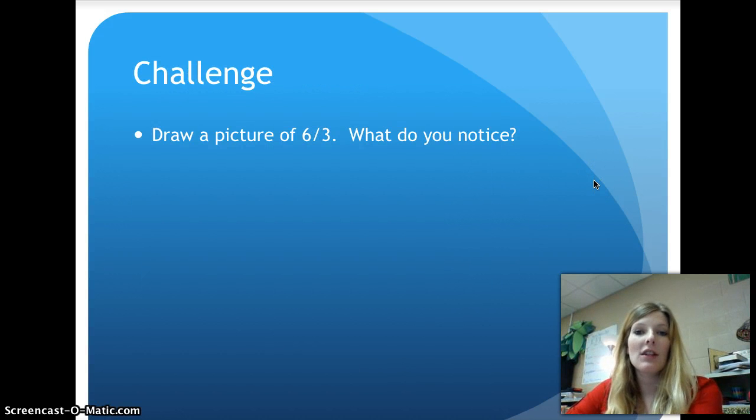Here is a challenge if you would like one. I want you to draw a picture of what 6/3 would look like. Just sketch it out in your notebook. This might be kind of tricky at first. And I want you to write down what you notice about it. I'm not going to give the answer away to this, but if you attempt the challenge, I will tell you whether or not you got it correct in class.